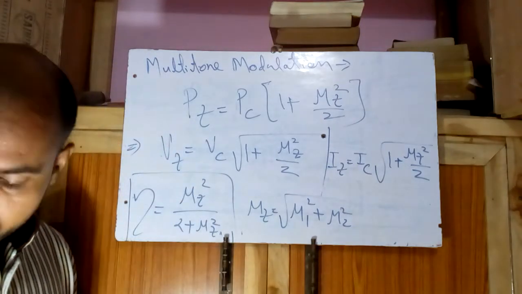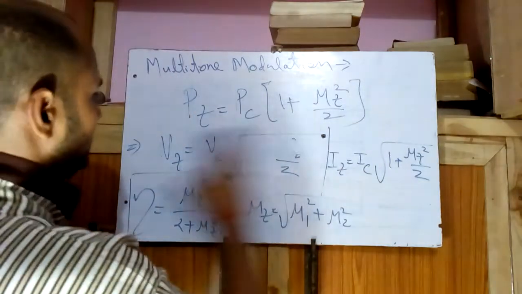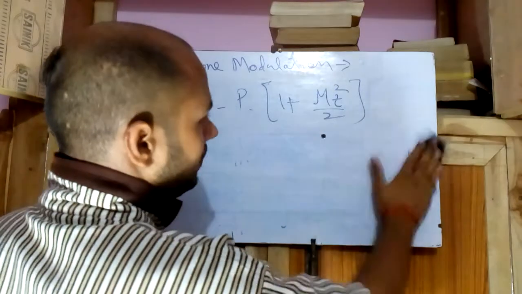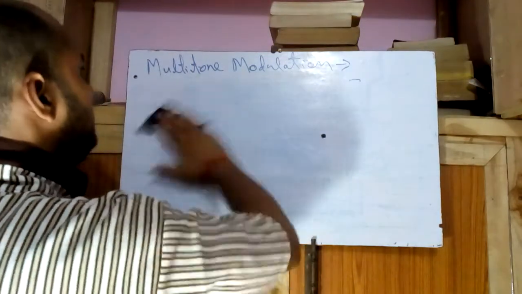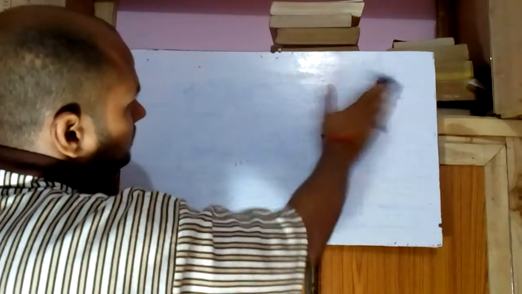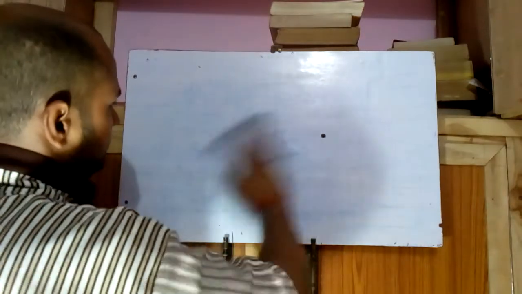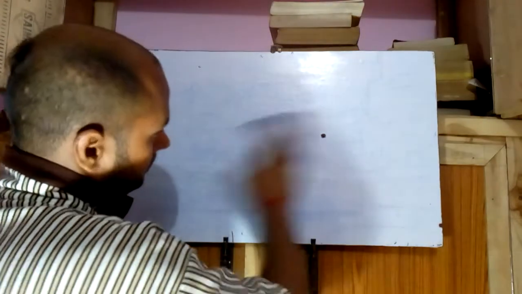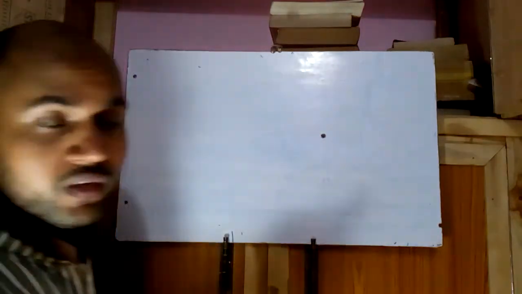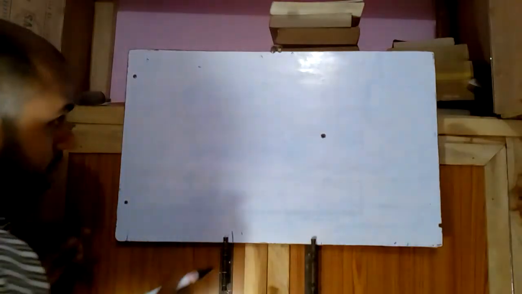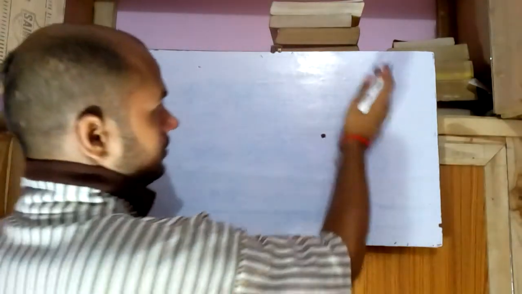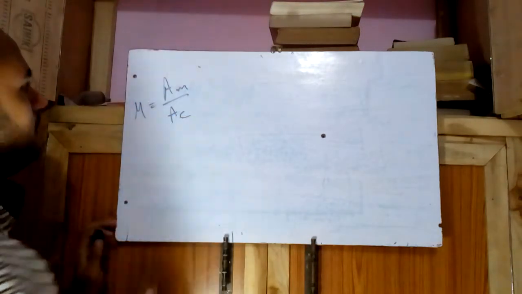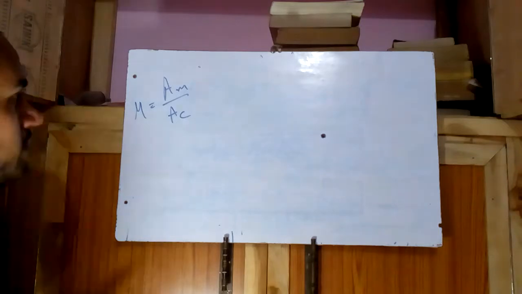Now we will see critical modulation, under modulation and over modulation. Now we can solve the questions upon multitone modulation. These were the formulas. You will have to understand where is mu1 and where is mu2. If nothing is given for mu, then mu will be Am by Ac. Take this and solve the question.